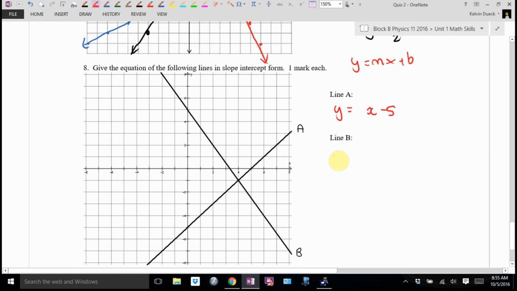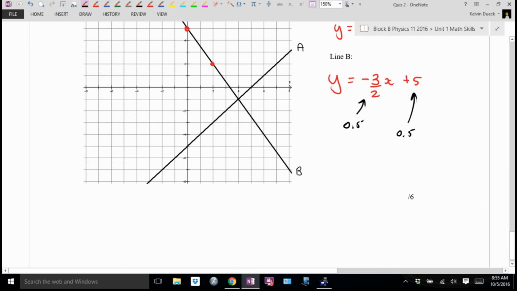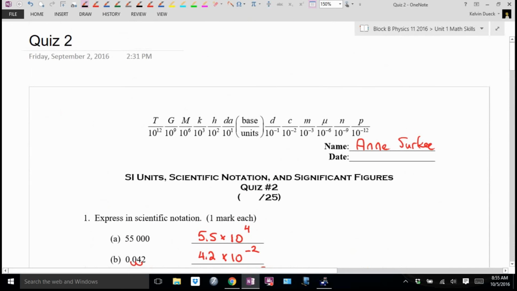Line B, y equals, I'm going to put the negative right away so I don't forget, because it is downhill, and Lord knows I've forgotten that a few times. What's the slope? Looks like it goes down 3 over 2, and the y-intercept is plus 5, is that right? So again, half mark, half mark. Can you give yourself a lovely score at the top of your quiz out of 25, please?